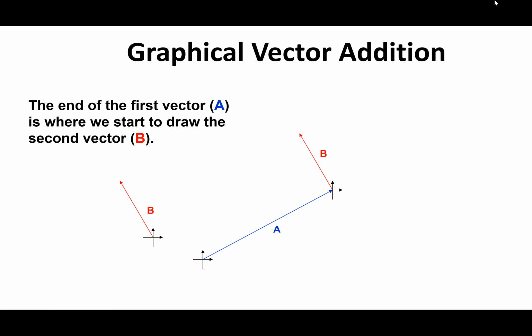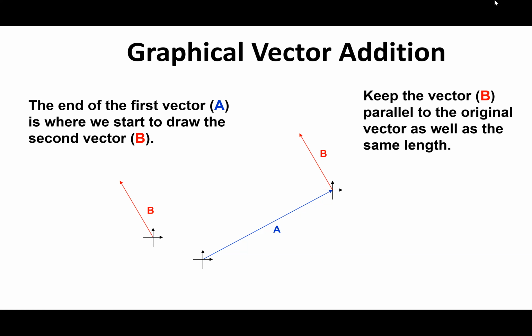So that's why we call it tip to tail. Now, when you line them up this way, tip to tail, the tip of A to the tail of B, you have to make sure that as you're virtually moving vector B across the table, you do two things. You have to keep it parallel so that you don't change the angle, and you also need to make sure that you don't change its length. So move it straight across the paper, keeping its angle and its length consistent.